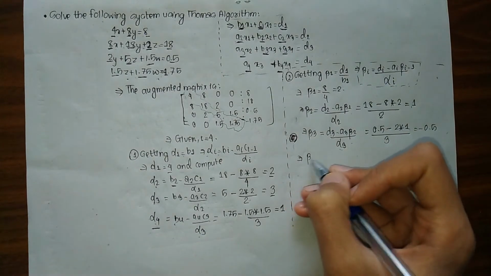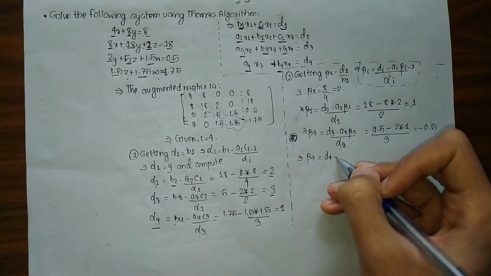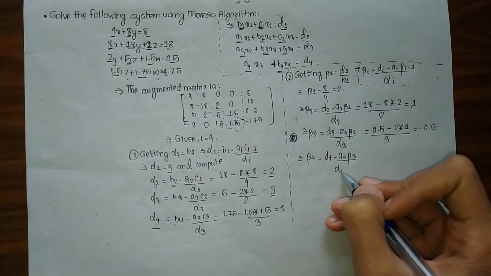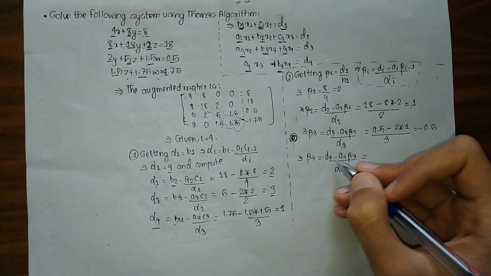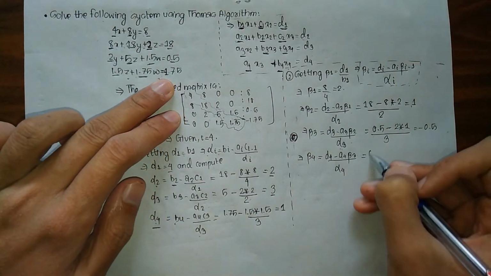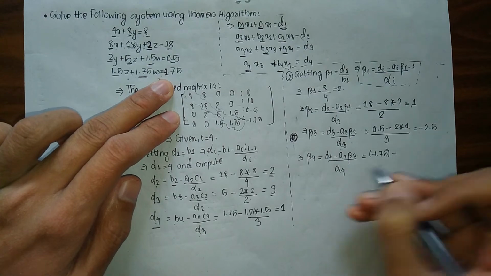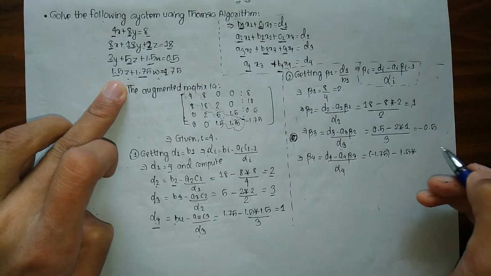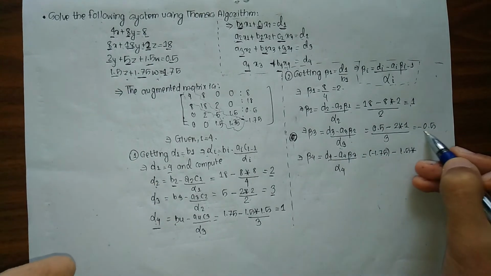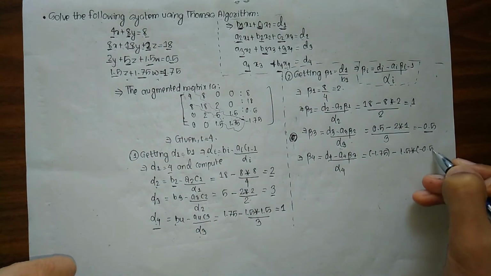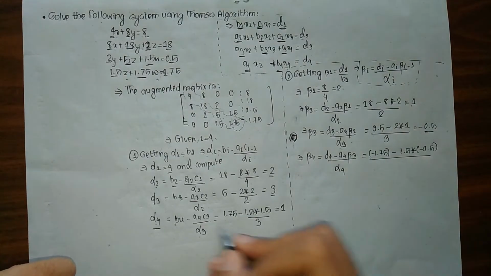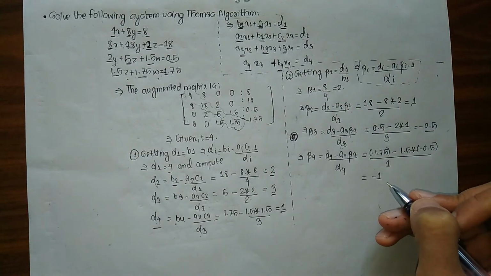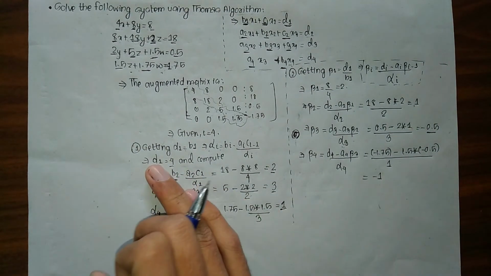Next we'll be computing the value of beta 4, which will be equal to d4 minus a4 beta 3 divided by alpha 4. So d4 is over here, minus 1.75, minus a4 is over here, 1.5, into beta 3, which we just calculated as minus 0.5, divided by alpha 4 is 1. On solving this, we get minus 1. Now we have completed our first step and second step.